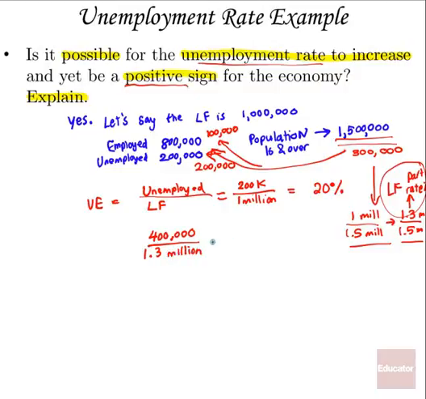So the unemployment rate is now going to be 4 over 13, times 100. Again, this is going to be a rough estimate, so maybe roughly 28%. So the unemployment rate went up by 8%. If you were only fixated on the unemployment rate, then this is a terrible sign for the economy.